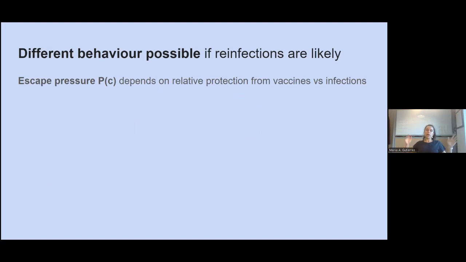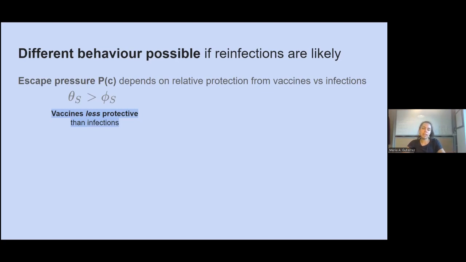Okay, so the finding here is that a different overall behavior is possible if reinfections are likely. And in particular, the escape pressure depends on the relative protection from vaccines versus infections. So that's why I wanted to have a separate immunity parameter, one for the protection that you get from the vaccines, and one for the protection that you might get from an infection if you recover. So the first possibility is that vaccines are less protective than infections. A limit case of this scenario would be the previous model where infections were fully protective, like you could not get reinfected again, so it was full immunity.